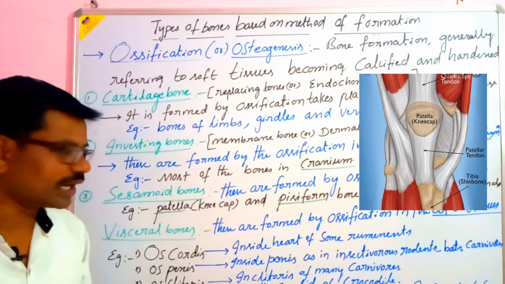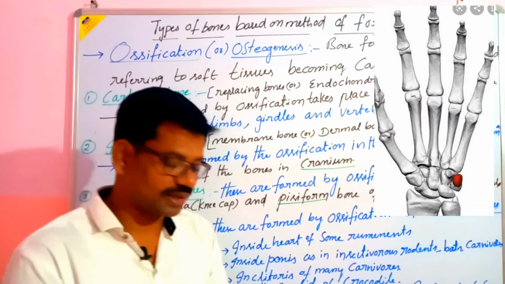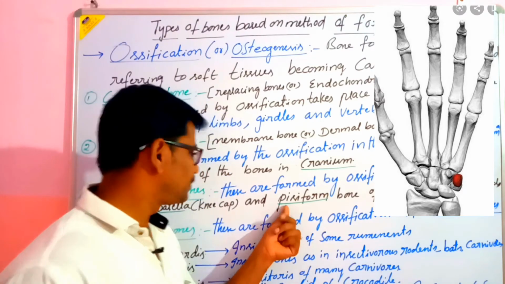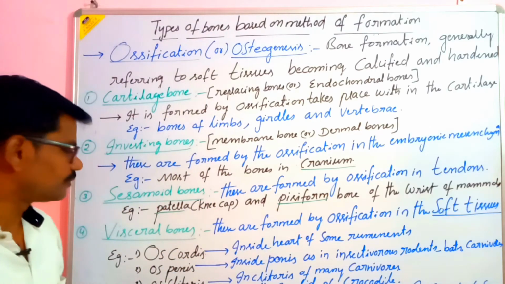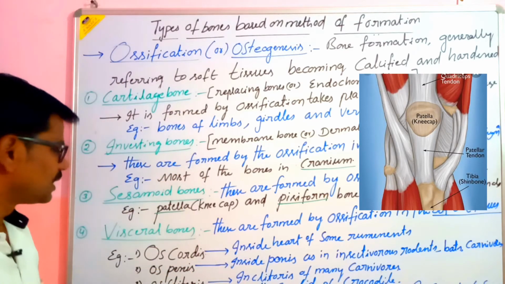Patella, it is a kneecap. Pisiform of the wrist of mammals. The wrist bones, one of the bones is called pisiform bone. This pisiform bone is a type of sesamoid bone. And patella, that is a kneecap. The kneecap is also made up of sesamoid bone.